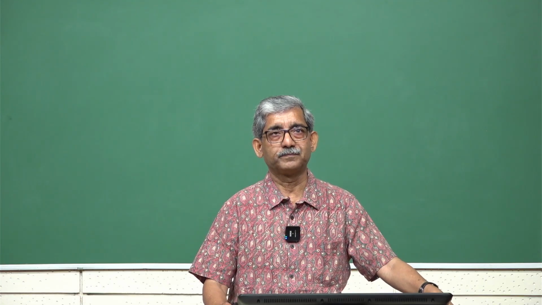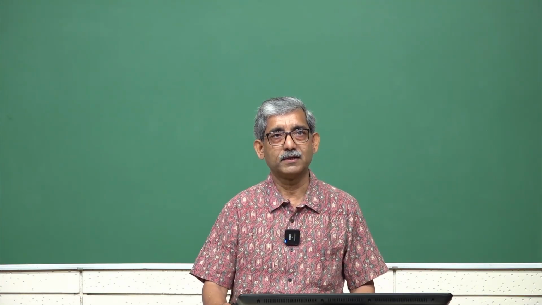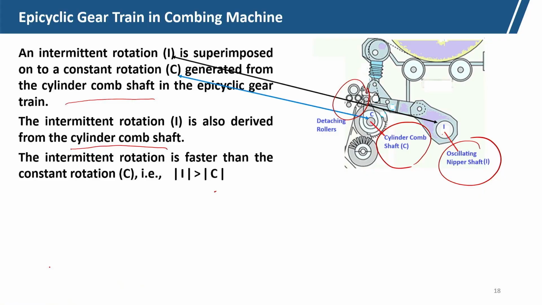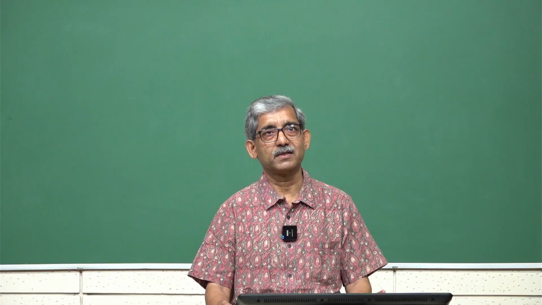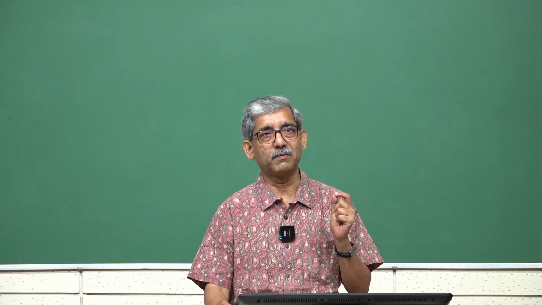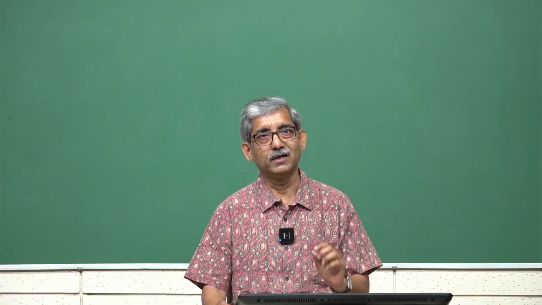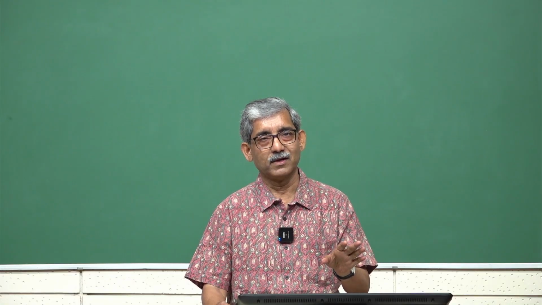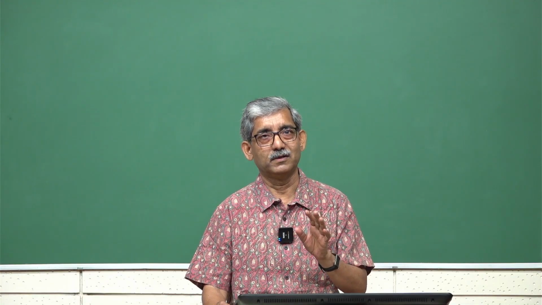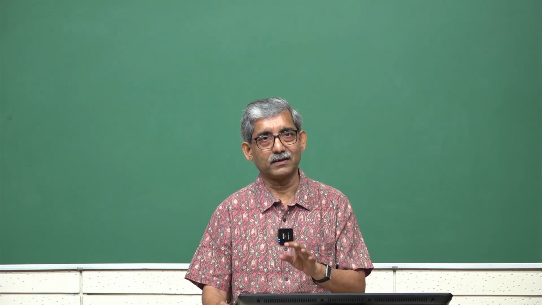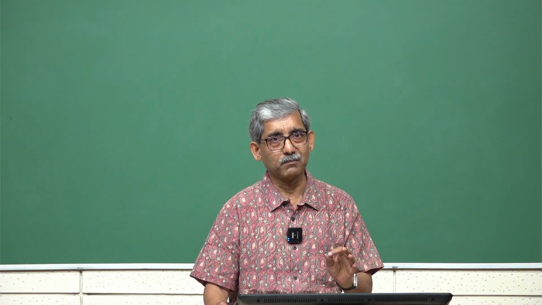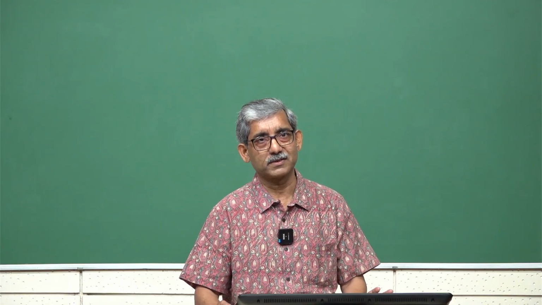Hello everyone. Now we are discussing the epicyclic gear arrangement in combing machine only. So, in the previous section we discussed epicyclic gear arrangement in general, where we saw that a minimum of 3 components are required. One would be the sun, the other will be the planet, and the third one will be the arm. So, that we have discussed in detail.